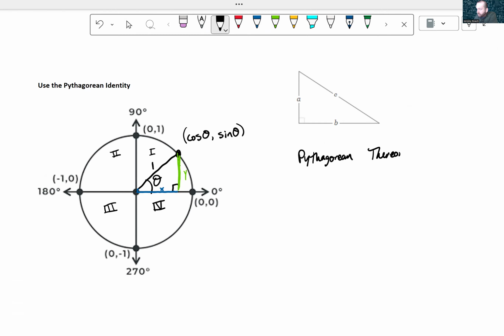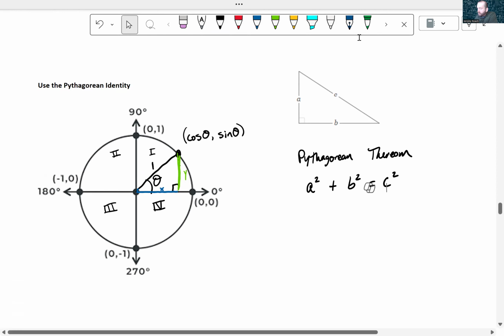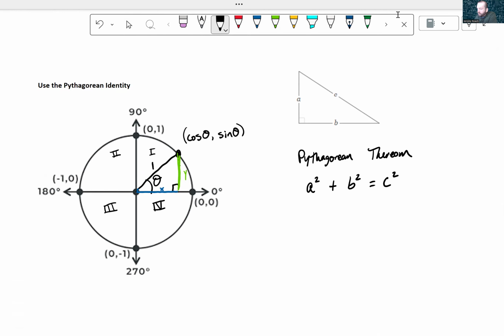The Pythagorean theorem says a squared plus b squared is equal to c squared. So what that means is leg 1 and leg 2, if we square those, that equals the hypotenuse. Leg 1 and leg 2 can always be flipped around, doesn't matter. But c is always the hypotenuse. This is what the Pythagorean theorem is.